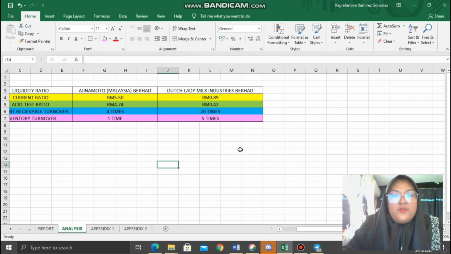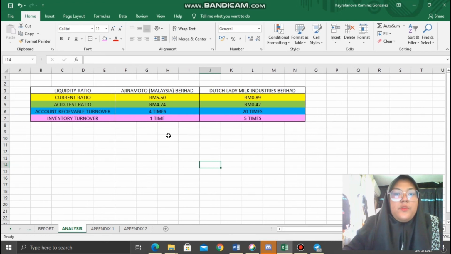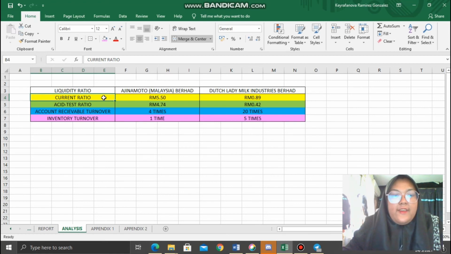After doing the calculation, I have moved all the results into this table so we can actually do the comparison between Ajinomoto Malaysia Berhad and Dutch Lady Milk Industry Berhad in their liquidity ratio better. For the current ratio, it is to show how many current assets the company has to pay for 1 ringgit current liability. For Ajinomoto Malaysia Berhad, they have 5 ringgit 50 cent to pay for 1 ringgit current liability. Meanwhile, for Dutch Lady Milk Industry Berhad, they have 89 cent to pay for 1 ringgit current liability.